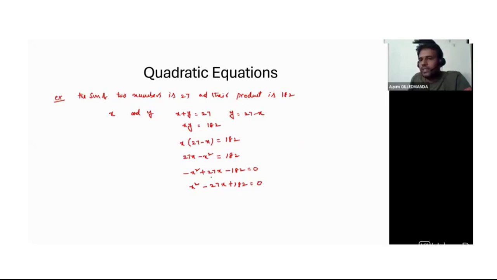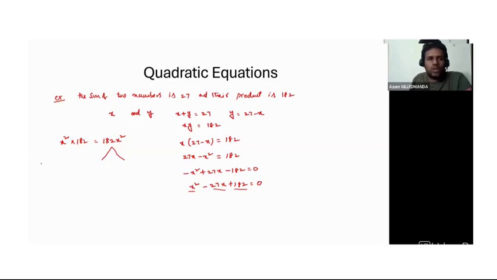Now what is our factorization method? Take the first term and the last term and multiply. So x square into 182. That means I am getting 182x square. Now what is the middle term? The middle term is minus 27x. I need to split the middle term minus 27x into two factors such that if I add, I should get minus 27x, and if I multiply, I should get 182x square.